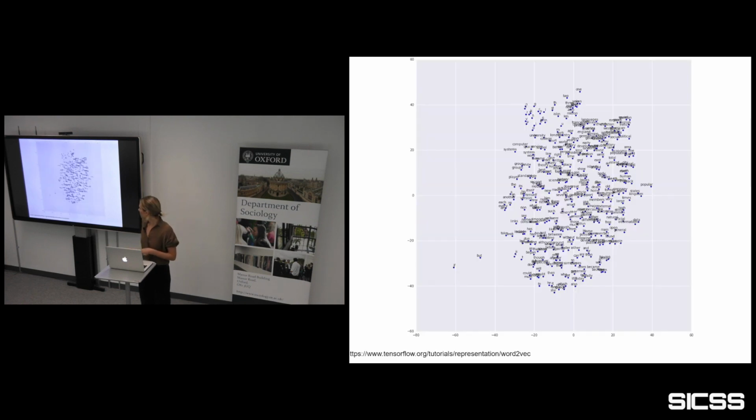I will skip ahead real quick and come back. This is kind of what your output could look like. It would not be in just two-dimensional space. And you can't see this, but they're all different words. And the ones that are similar are close together in this vector space, and the ones that are far apart are far apart.